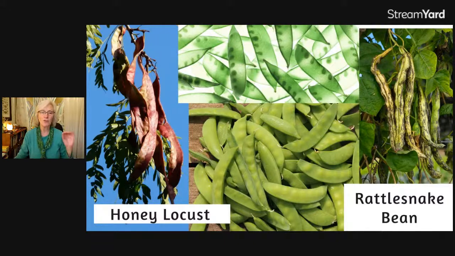So by putting all three of those together, the flower, the compound leaf, and the type of pod, then you can be pretty sure that what you've got is something in the pea family.